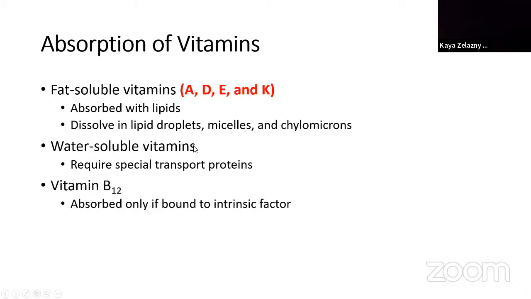For water soluble vitamins, a big example would be vitamin C. These are going to go through transport proteins. Basically, we're going to have membrane proteins embedded in the walls of your GI tract that are able to pull through those water soluble vitamins. Vitamin B12 requires another molecule that we talked about before in our gastric pit. B12 has to be bound to intrinsic factor, which is made by the stomach.